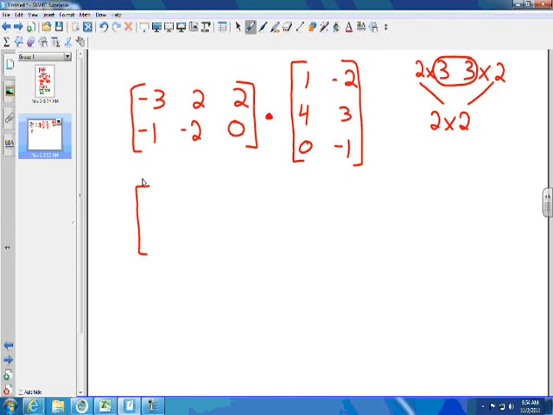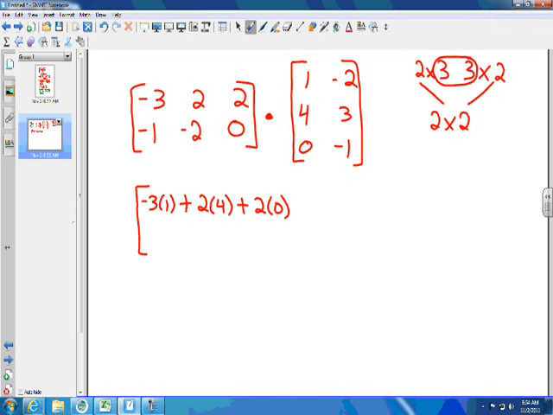So you're going to do -3 times 1 plus, what would be the next thing we'd multiply? 2 times 4 plus 2 times 0. So row 1 and column 1, that's what we just did.